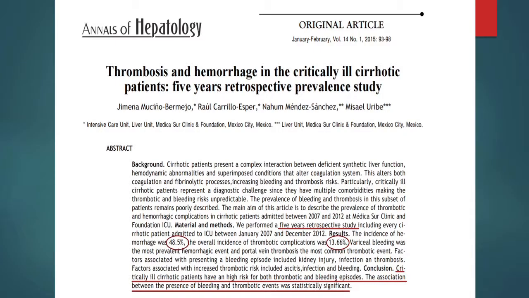They found that 45.5% were bleeding complications and only 13.6% were thrombotic complications. And then basically the main factors associated with bleeding or thrombosis in the critically ill patients were infections. Bleeding and thrombosis were related to each other after taking out the other confounding factors. They also found that the association between both of them was statistically significant.